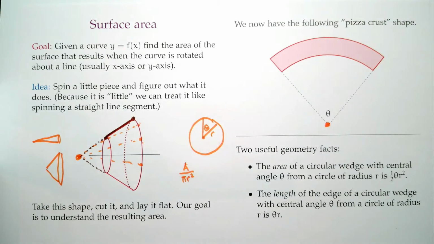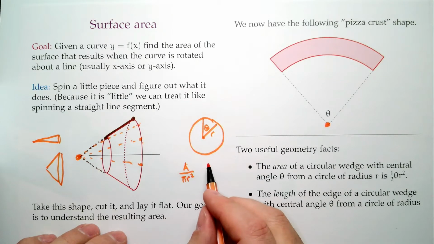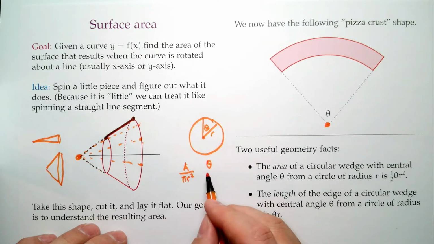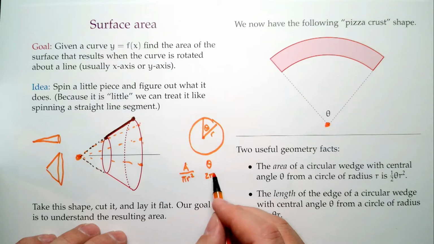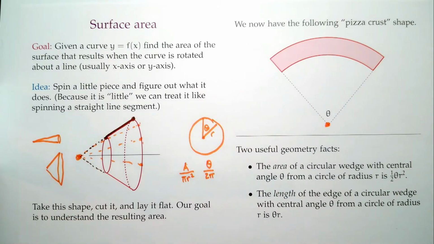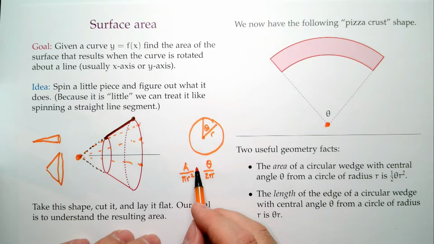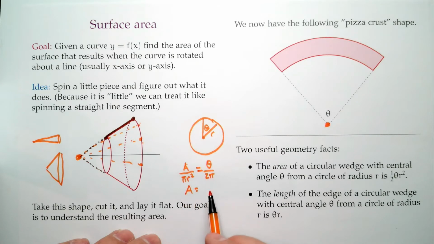On the other hand, I can think about I have an angle theta, and if I were to go all the way around, that would be 2 pi. So I can again look at that ratio, which is how much is theta compared to 2 pi. And now I say, aha, I can set these two equal to each other. And if you multiply both sides through by pi r squared, you get area equals, the pi's cancel, so you get 1/2 theta r squared. So that's where this formula is coming from.